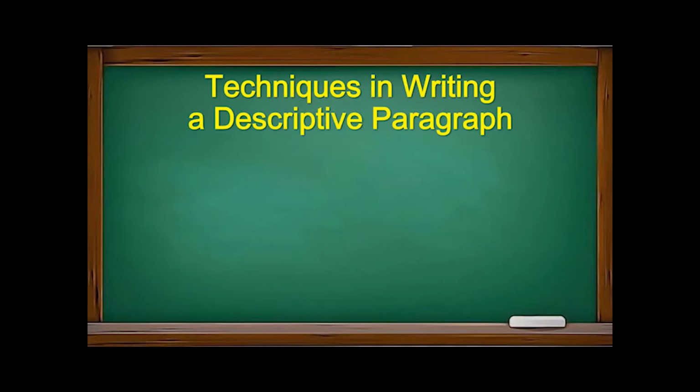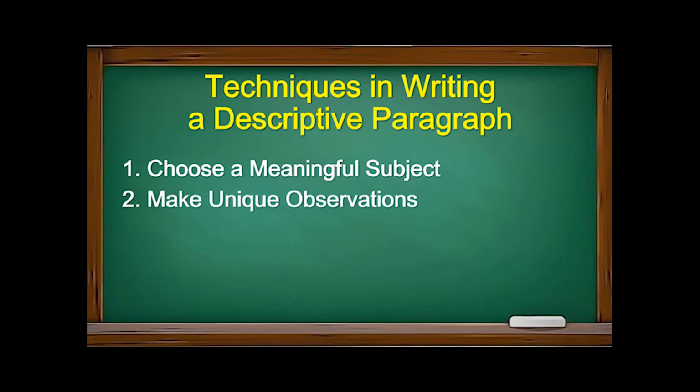There are also different techniques in writing a descriptive paragraph. The first one is, choose a meaningful subject. Before you can write a great description, you must be extremely familiar with the subject of your description. You may do some research or describe something that you really know or something that you are really familiar with. Next, make unique observations. The descriptive writer's first job is that of an observer. When observing your subject, look for the unseen and look for something that is not common to everyone.